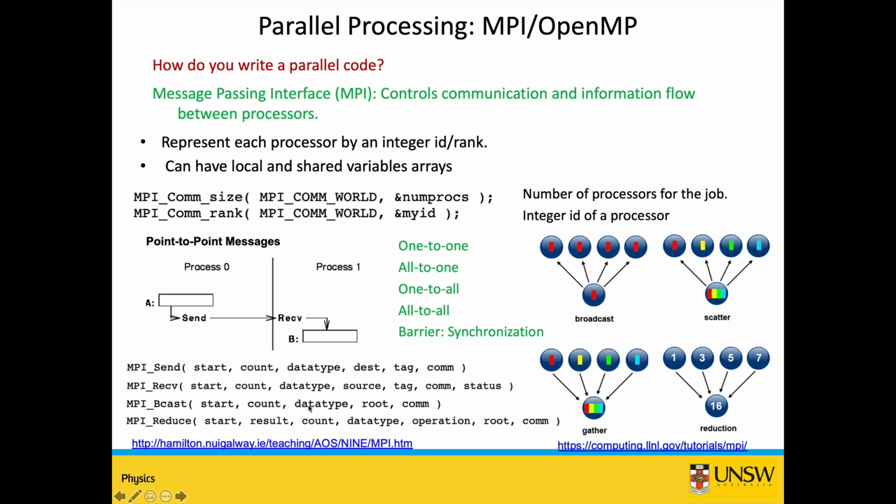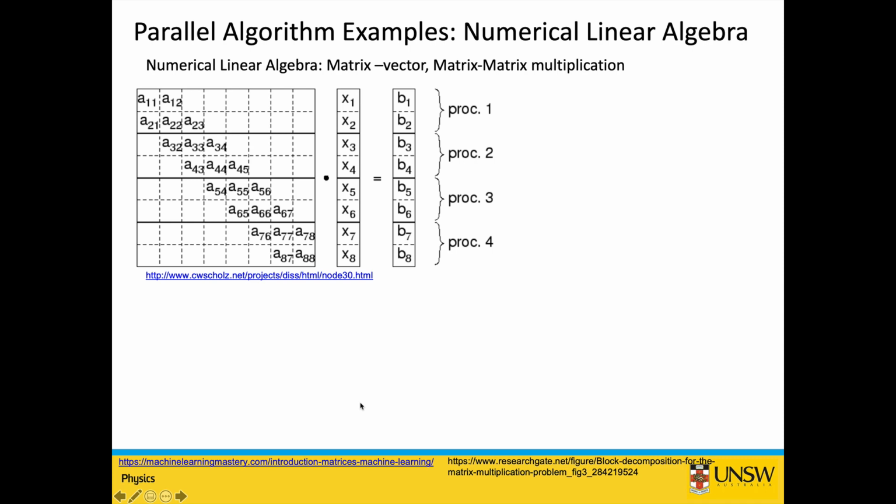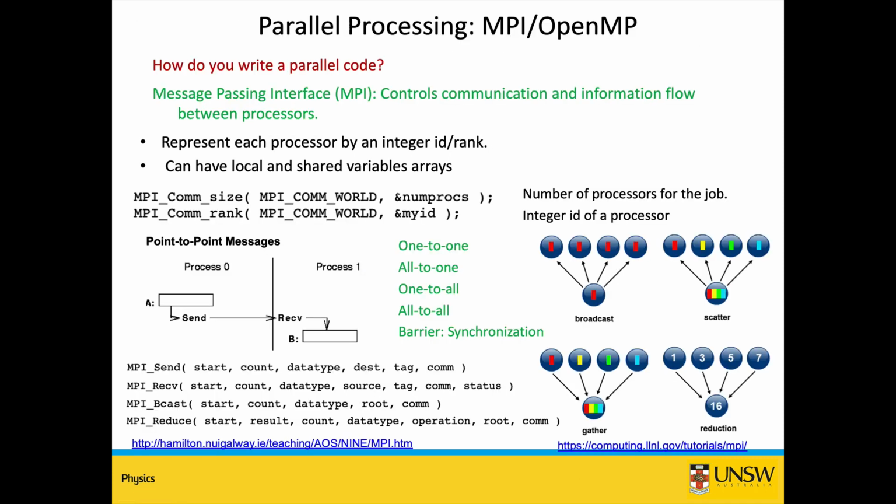So the broadcast, similarly, is from 1 to n communication. So you have some start location of the pointer, which represents the start of the data, count, data type, and the root, basically. So these are details. I mean, when you are doing parallel programming, then these things are very useful.